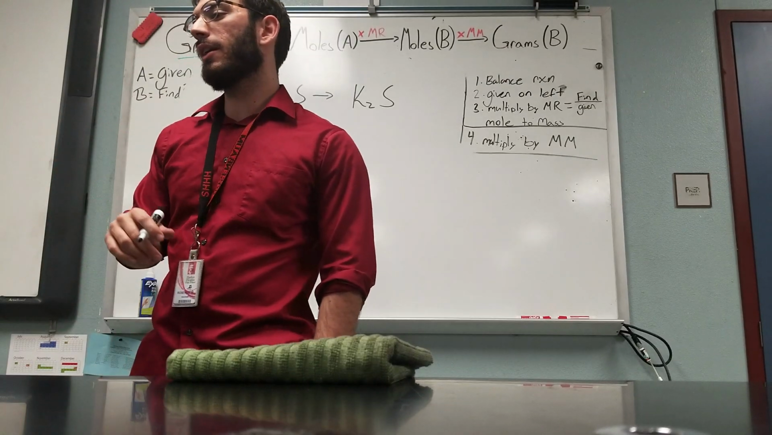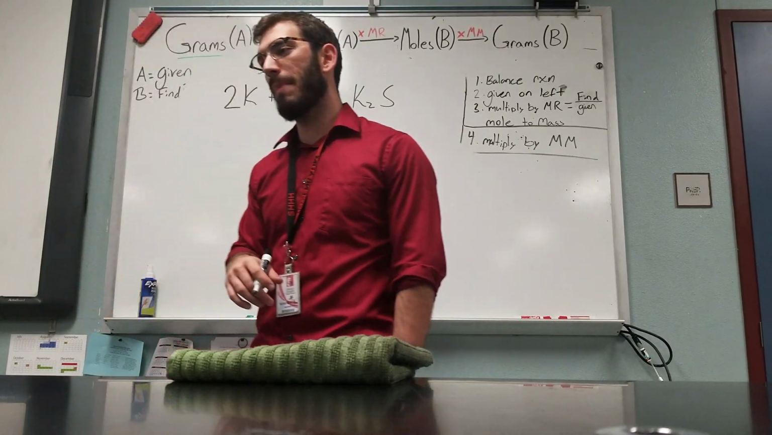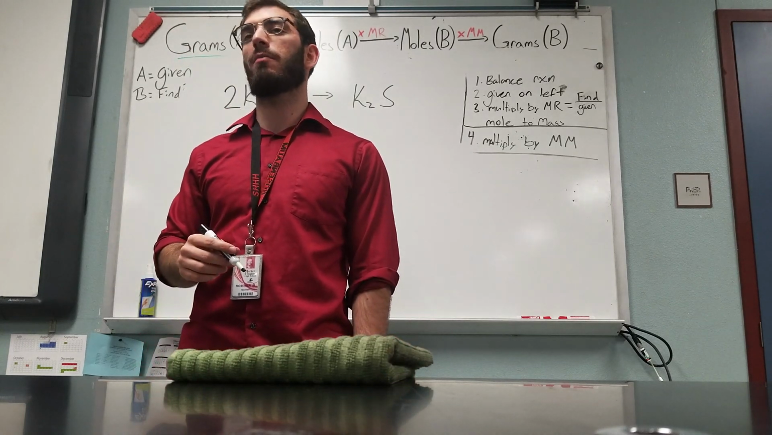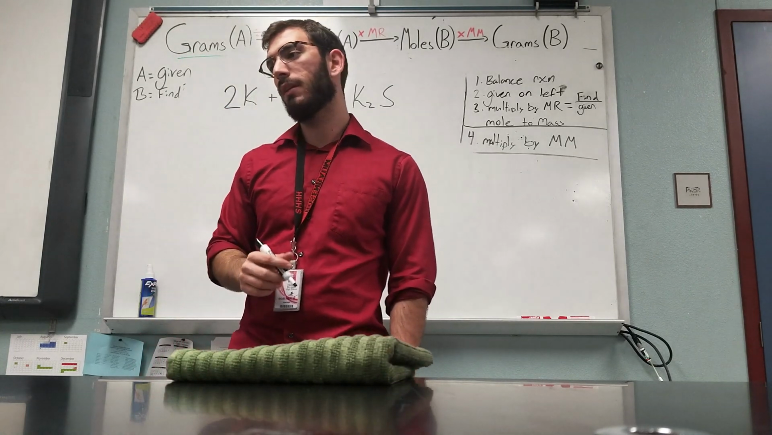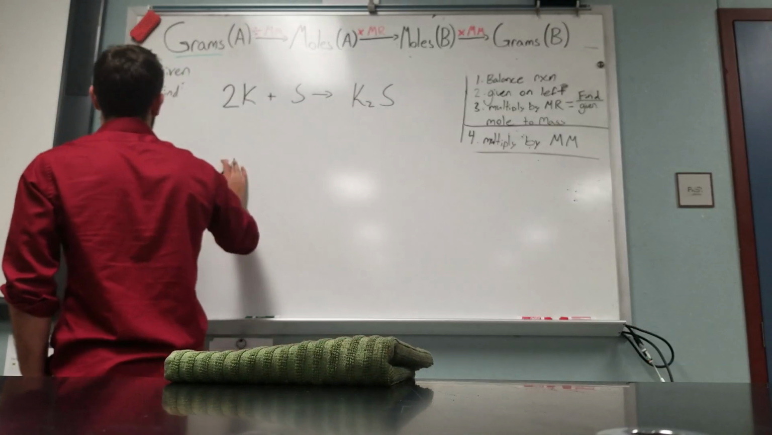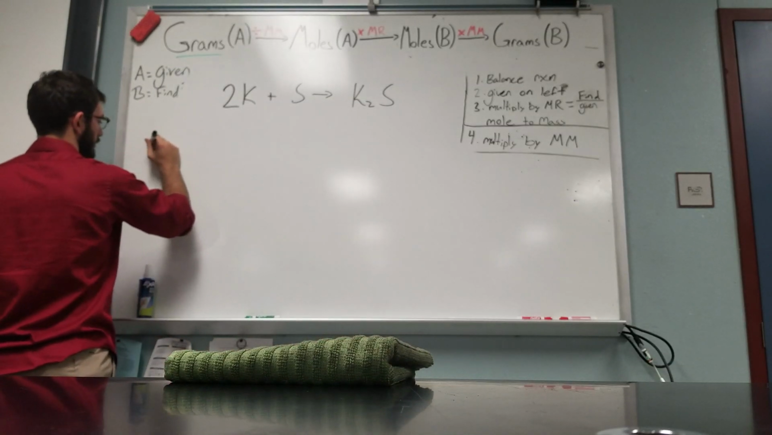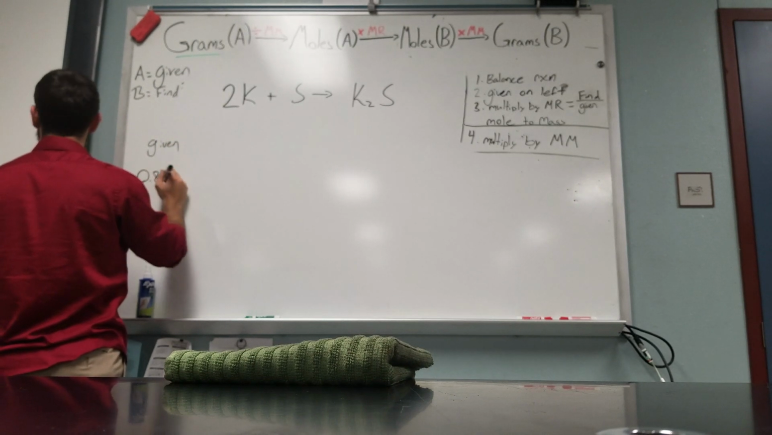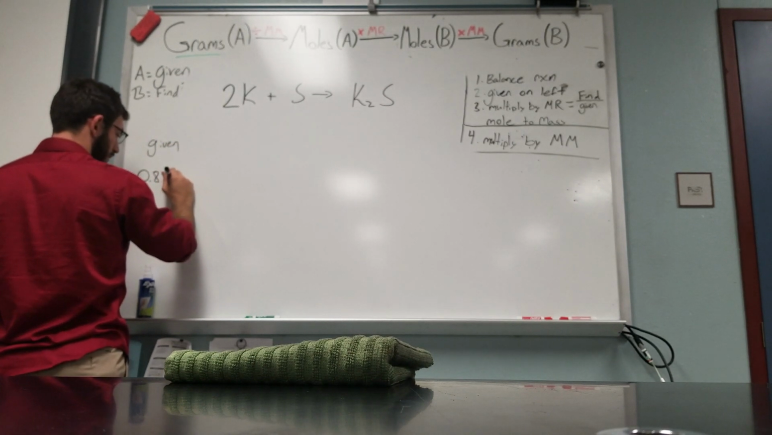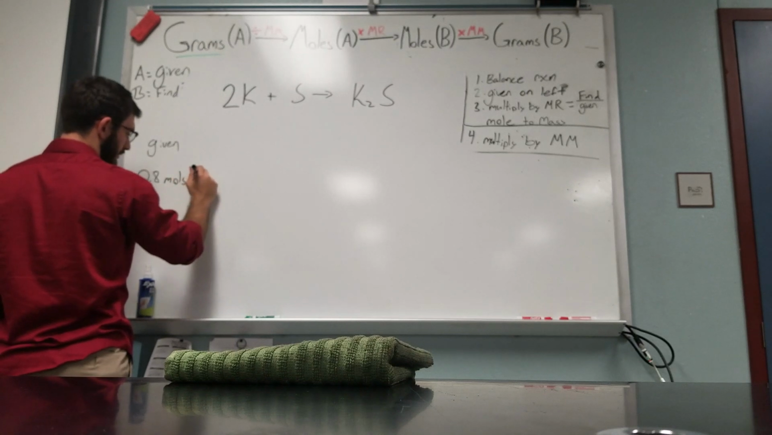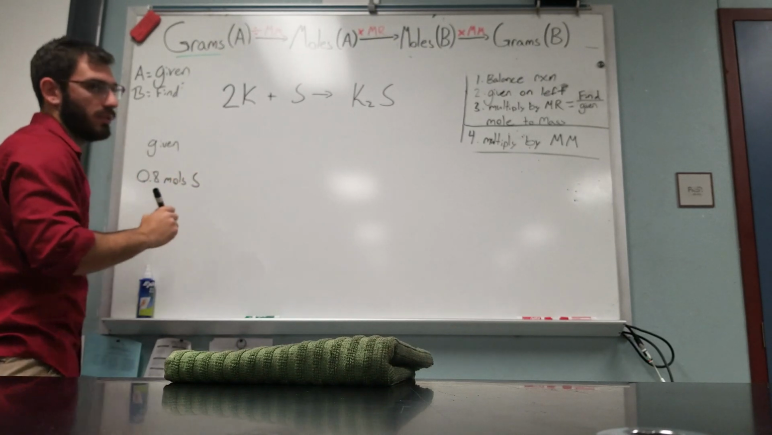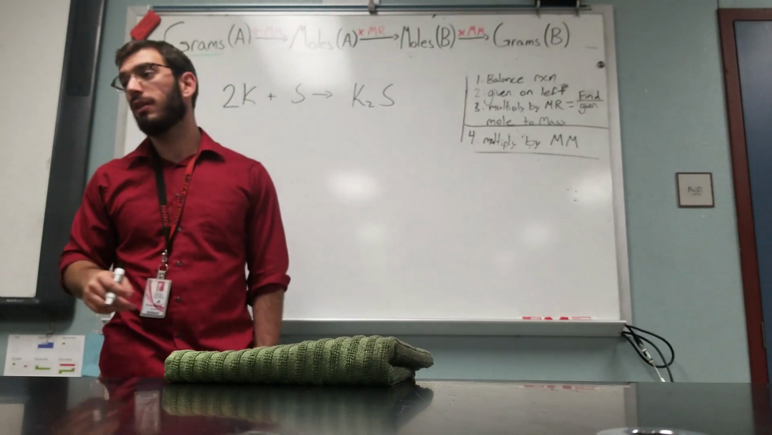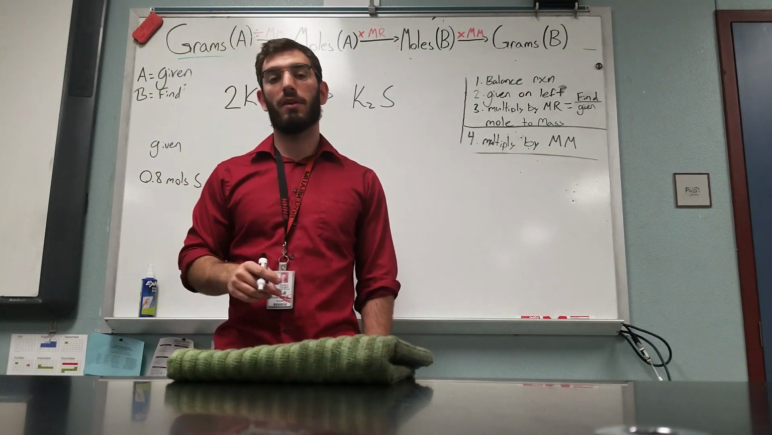Now, let's read our question. It says, calculate the mass in grams of potassium required to react completely with 0.8 moles of sulfur. So, we're going to write our given on the left. It's 0.8 moles of sulfur. Now, we have to convert this moles of sulfur to grams of potassium.